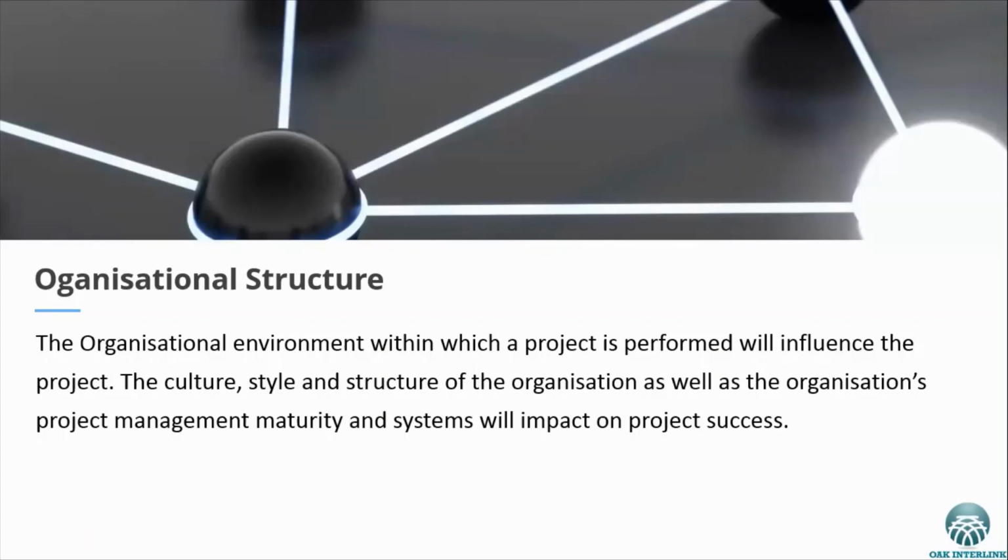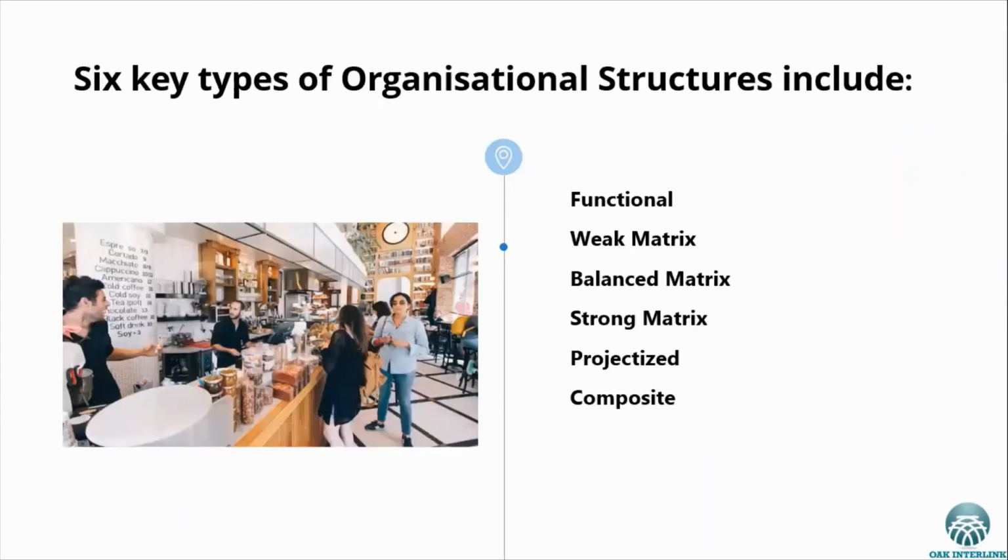So the organizational environment within which a project is performed will definitely influence the project in terms of the culture, the style, and the structure of the organization, as well as the organization's project management maturity and systems, which will impact your project success. Because organizations might mature over time in terms of managing projects. And when we talk about maturing, an organization could start out with what is called a weak matrix.